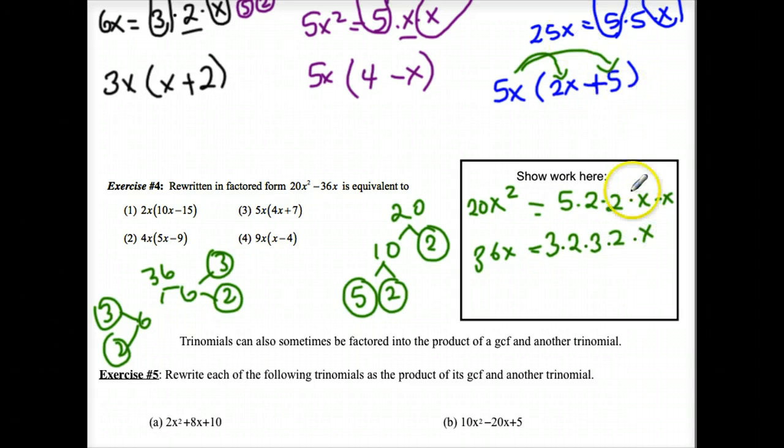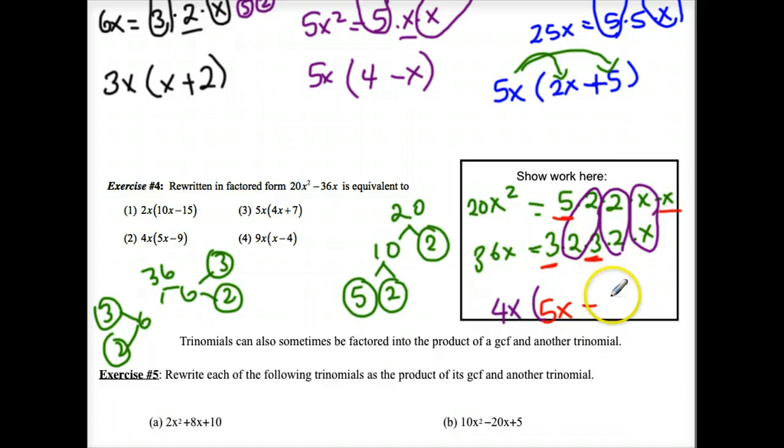So they have an x in common, they have a 2 in common, and they have another 2 in common. So since they have two numbers in common, I know I'm going to say 2 times 2 is 4, and they have an x in common. What's left over? A 5 and an x, so 5x minus what's left over here, a 3 and a 3, and 3 times 3 is 9. Remember, when you have two numbers, you multiply them, so the answer is choice number 2.